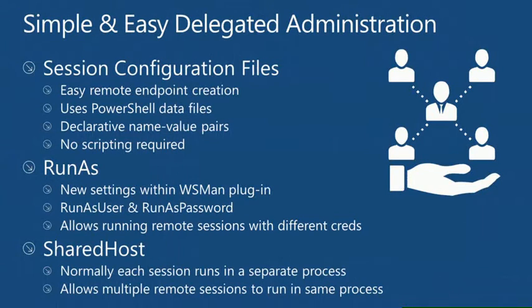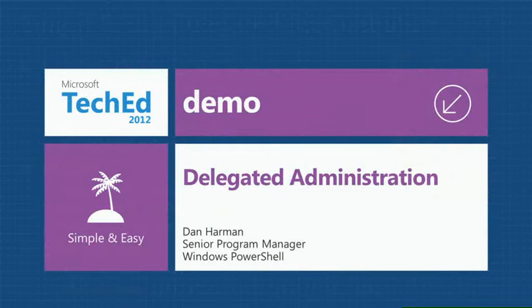All right, the next thing we want to talk about is simple and easy delegated administration. And this breaks down across three investment areas. The first is what we call session configuration files, PSSC files. And this is just a declarative way to define a PowerShell remote endpoint. The second thing is RunAs. So now you can allow the endpoint to run with a different set of credentials than the user that's connecting. And then the third thing is shared host. This allows everybody who's connecting into that endpoint to run in the same process, which helps with scalability and performance. So with that, let's jump into a demo.